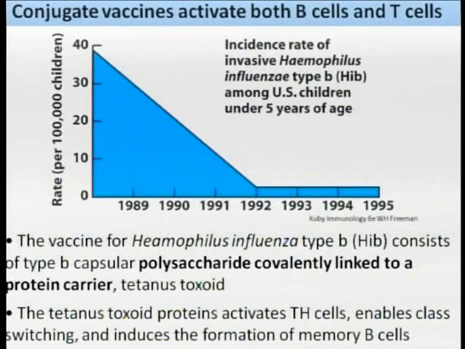This is just a graph showing you the incidence rate of invasive Haemophilus influenzae type B. On the x-axis, we're looking at time. And you can see that once the vaccine was introduced, the incidence rate of infection dramatically decreased. Haemophilus influenzae B can be a very serious illness. So having this drastic decrease was quite good for the medical community.